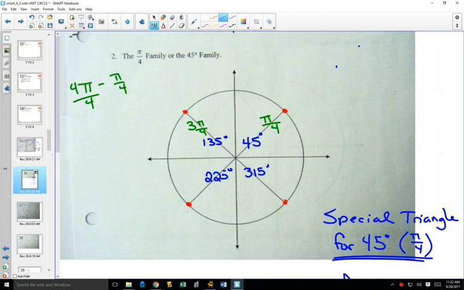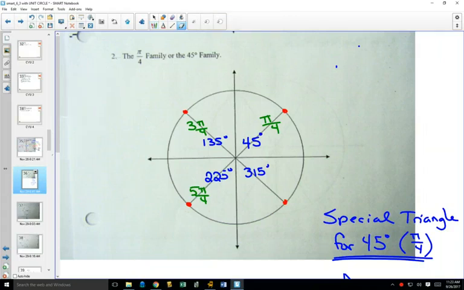What do you have to do in quadrant 3? You'd have to go 180 plus your reference angle. So we have to do pi plus our reference angle. Again, get a common denominator. 4 pi over 4 plus pi over 4, 5 pi over 4.